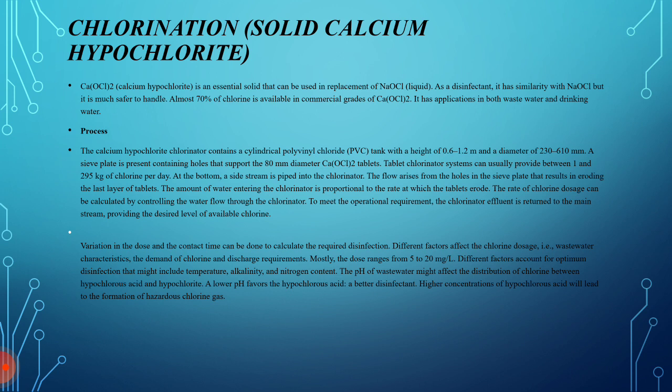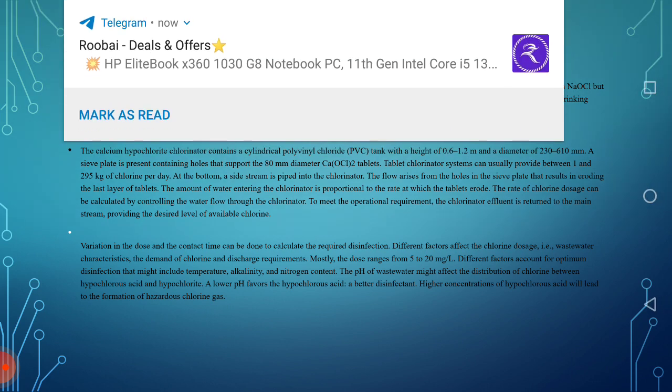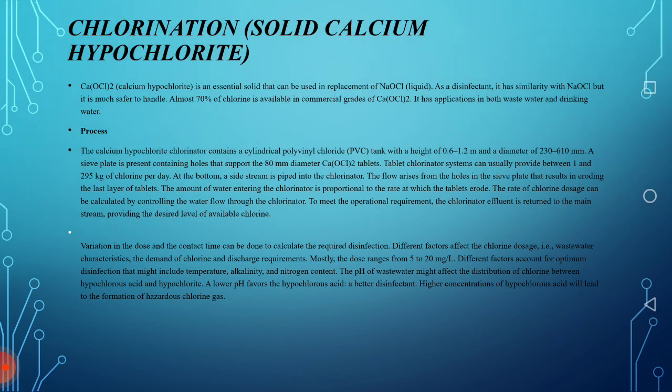The calcium hypochlorite chlorinator contains a cylindrical polyvinyl chloride tank with a height of 0.6 to 1.2 meters and a diameter of 230 to 610 millimeters. A PVC plate is present containing holes that support 80 millimeter diameter CaOCl2 tablets. Tablet chlorinator systems can usually provide between 1 and 295 kg of chlorine per day.